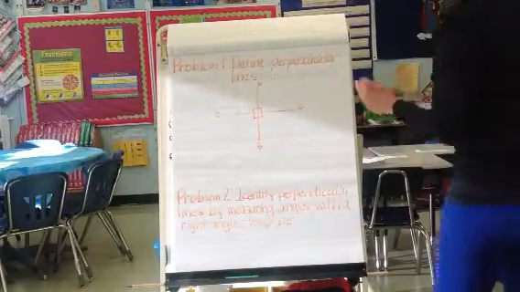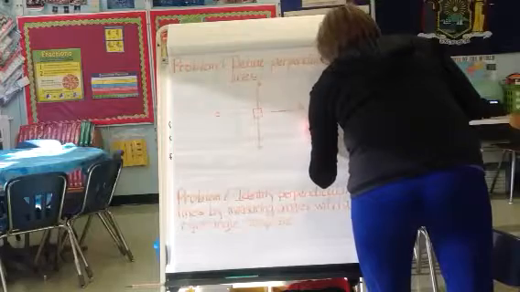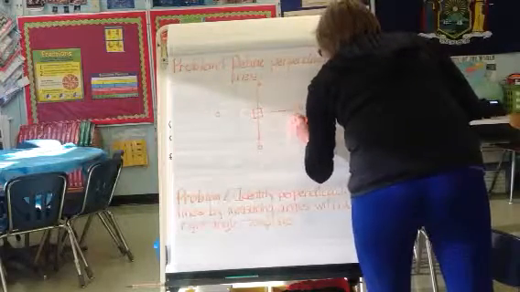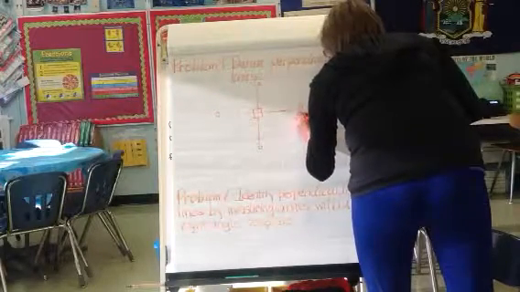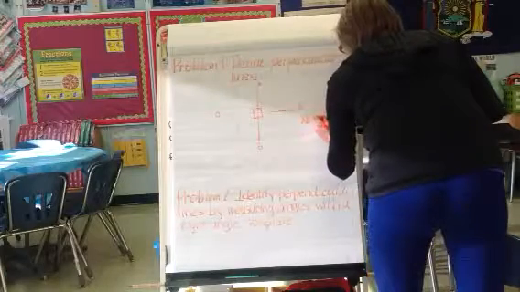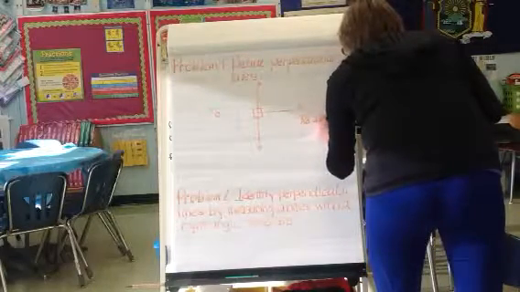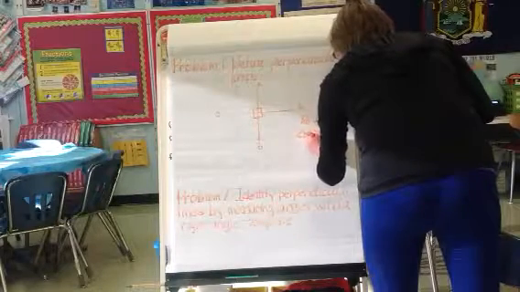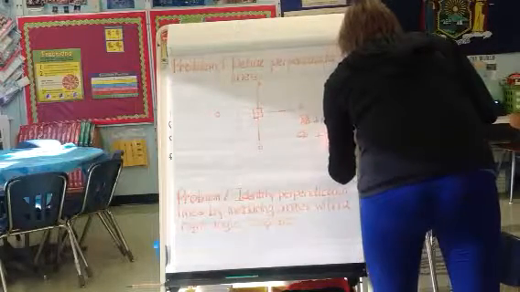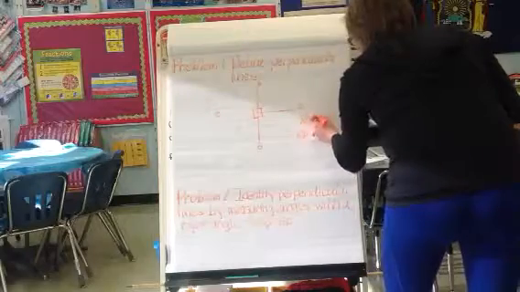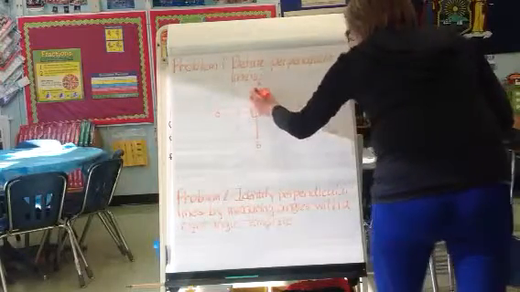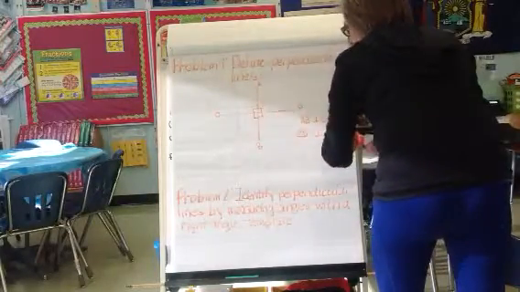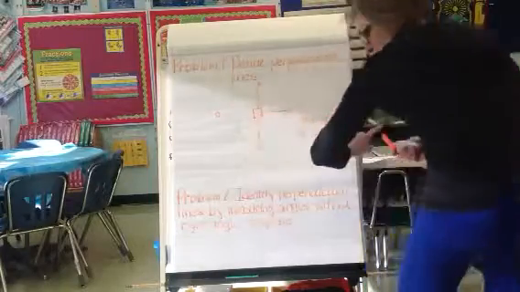The symbol for perpendicular looks like this. So we could say that AB is perpendicular to CD. Or you could say CD is perpendicular to AB. Notice the symbol looks very similar to if we didn't have this last part.